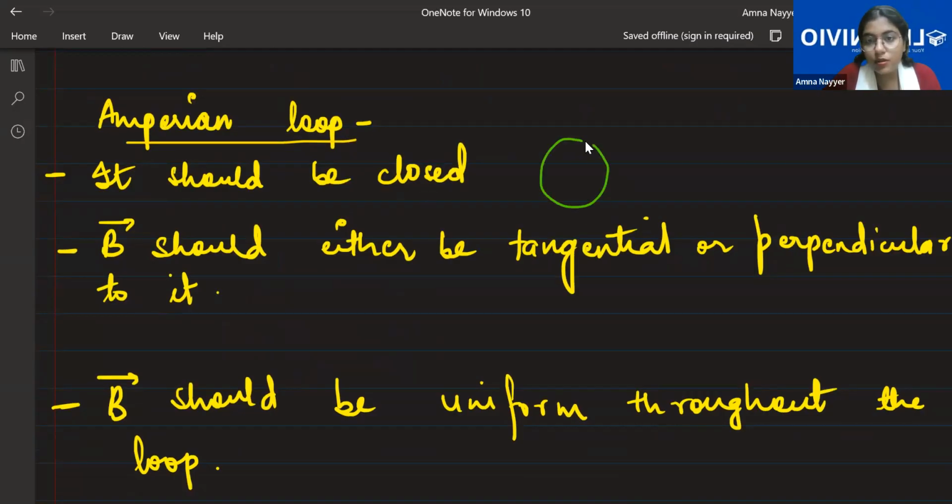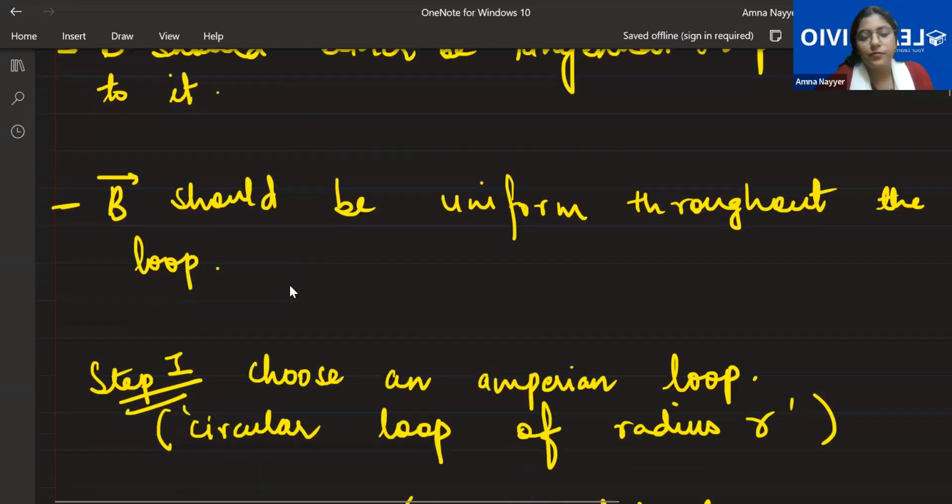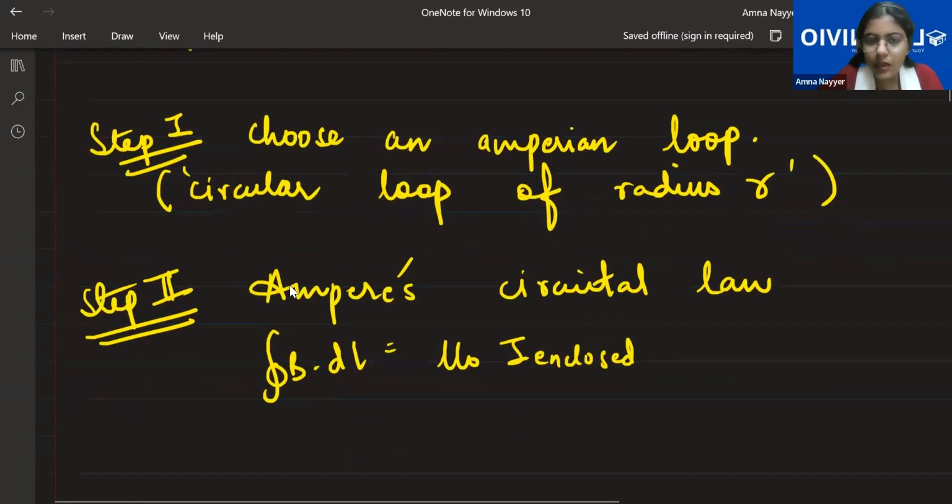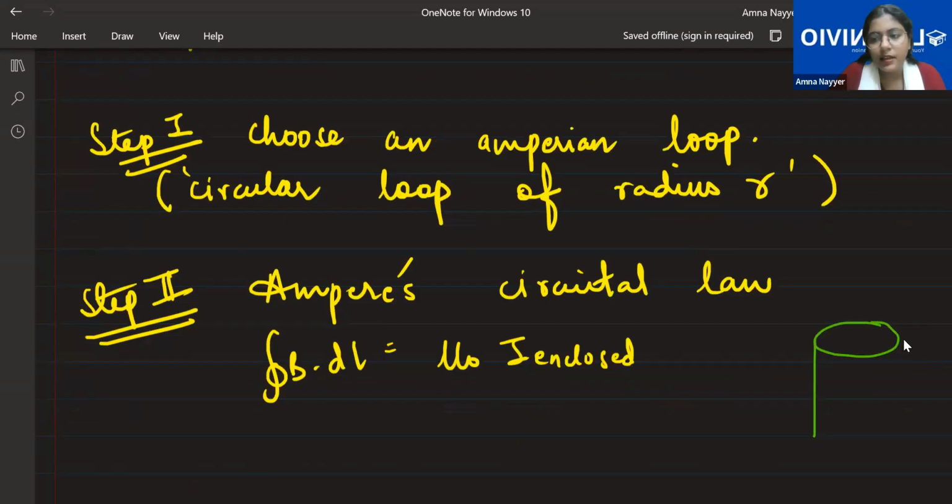It should be a closed surface, and it will be an imaginary surface that we'll be taking. It won't be a real surface. Just for our calculations, we'll be taking this. And the magnetic field should either be tangential or perpendicular to it, and the magnetic field should be uniform throughout. Now, what are the steps that are followed? Just assume something. Let's say we are talking about the cylindrical wire. So I have just enlarged the wire.